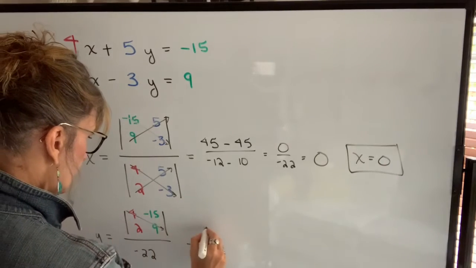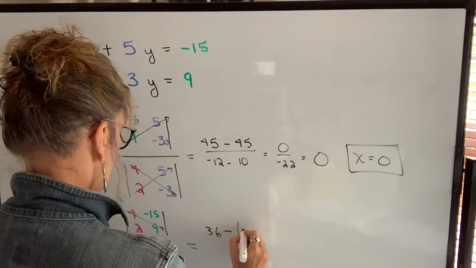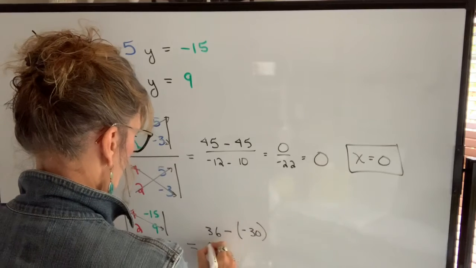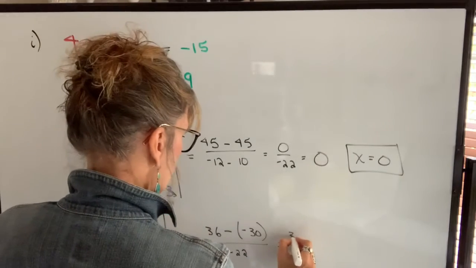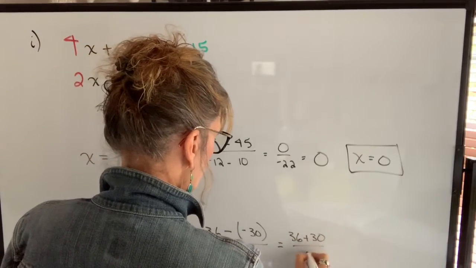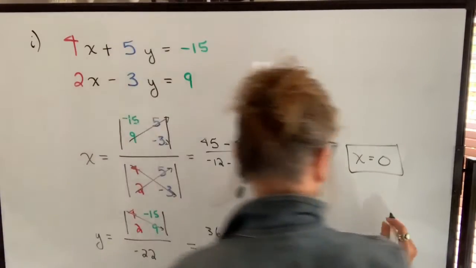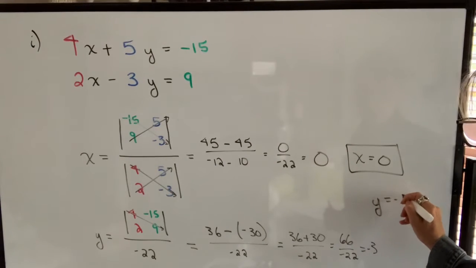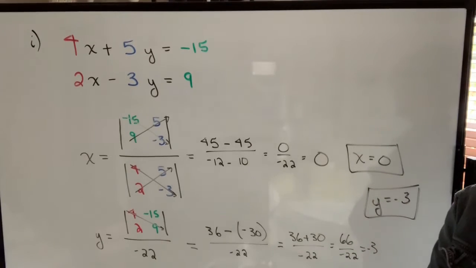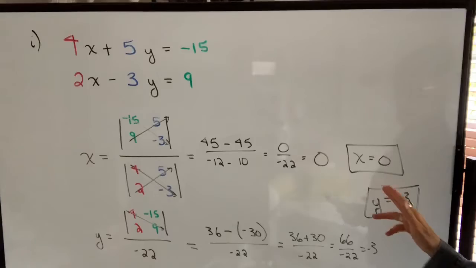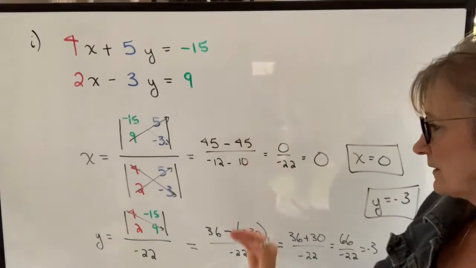So I have 4 times 9, which is 36, minus 2 times negative 15, so negative 30, over negative 22. So I'm going to get 36 plus 30 over negative 22, which is 66 over negative 22, which is negative 3. So y is equal to negative 3. We obtained those solutions previously, so I'm not going to bother checking, but you could check, put those two values into both equations to make sure they make both of them correct.